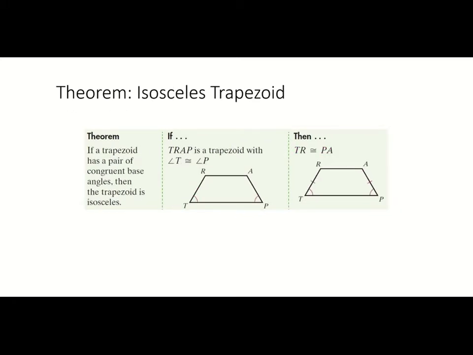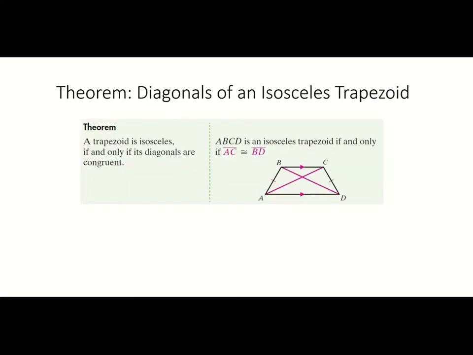And this next theorem is a way to prove that a trapezoid is an isosceles trapezoid. Basically, if you know you have a pair of congruent base angles, then your trapezoid is going to be isosceles. So it just takes one pair of base angles to be congruent to make it an isosceles trapezoid. All right, in an isosceles trapezoid, the diagonals are congruent. So the diagonals of an isosceles trapezoid are congruent to each other.